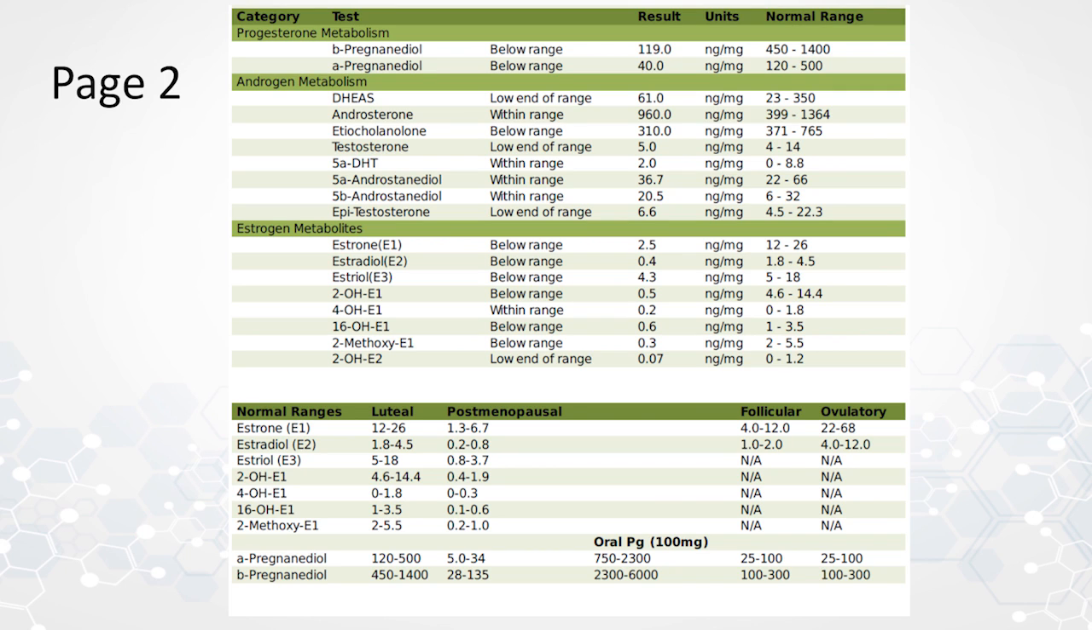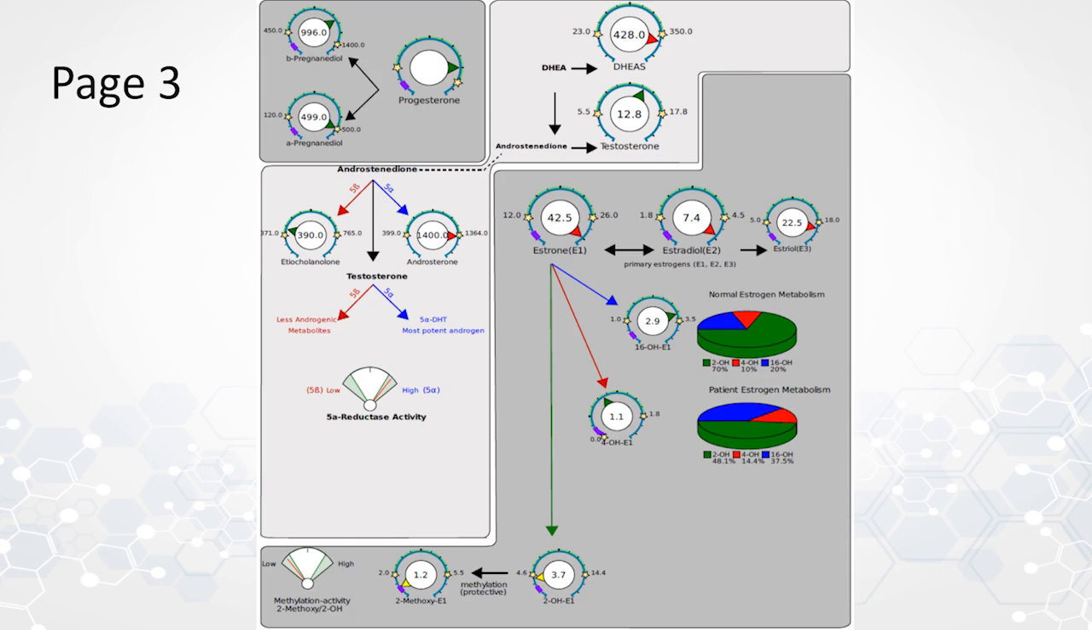Moving on to page 2, pages 2 and 4 are simply a listing of the hormones with their ranges and whether they're within range or not. Most of these values are replicated then on the graphical pages, in particular page 3 and 5 that have the more detailed breakdown. So moving on to page 3, you can see the reproductive hormones and their metabolites.